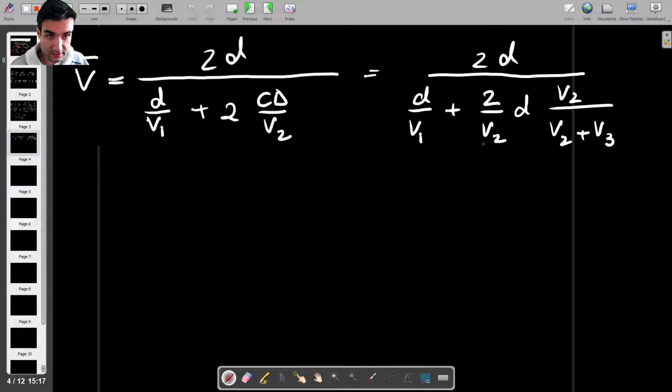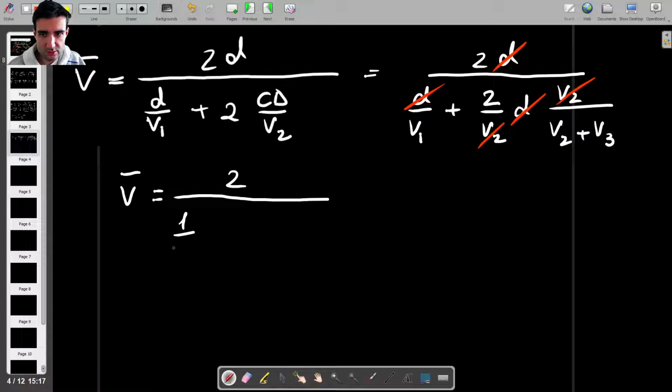And then we have another cancellation, and we have another cancellation. So you can see that we have a d in each term, basically. So we can cancel out this d, and this d. And we got an expression for average speed which just has things that we know. So we know v1, we know v2, we know v3. So this is 2 over v2 plus v3.